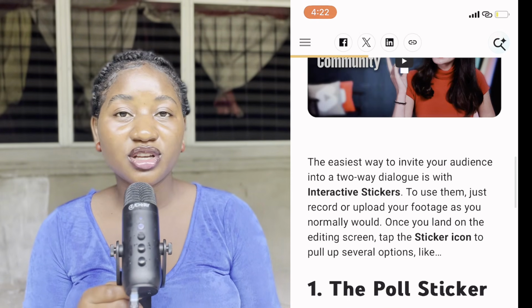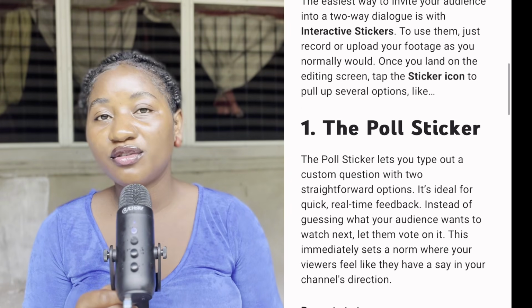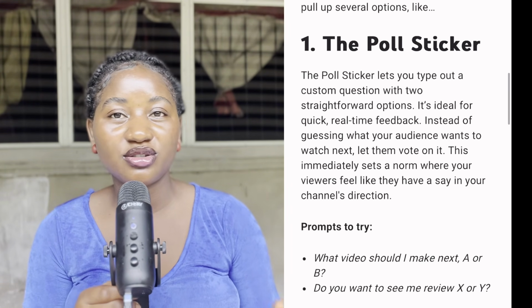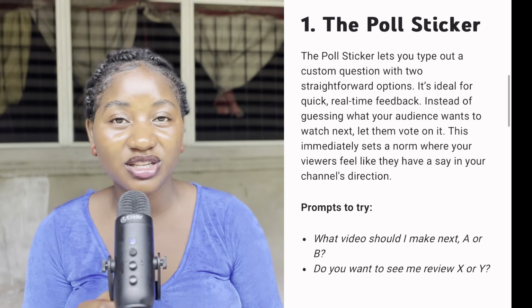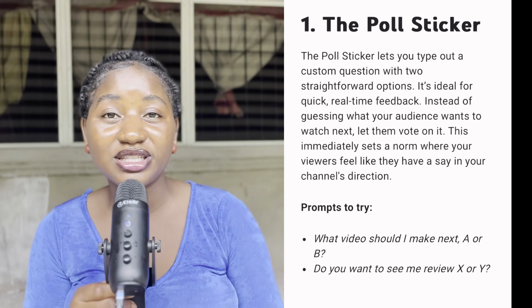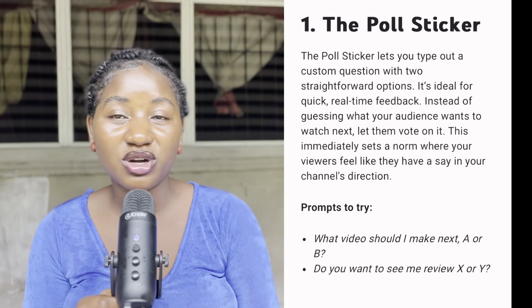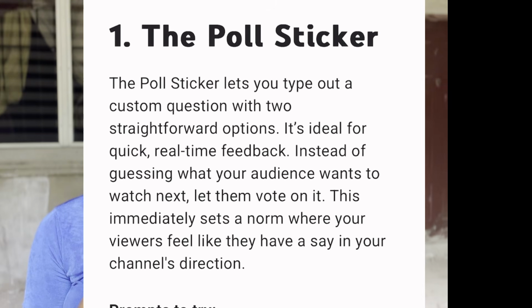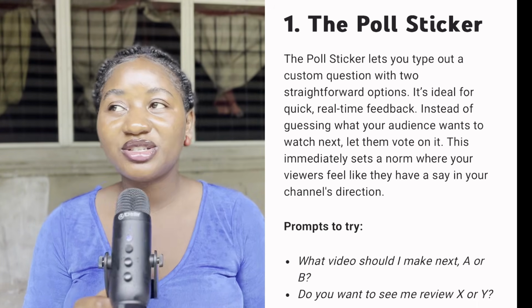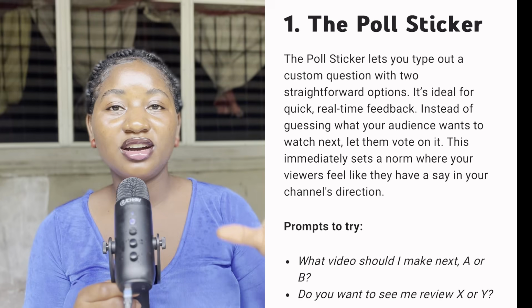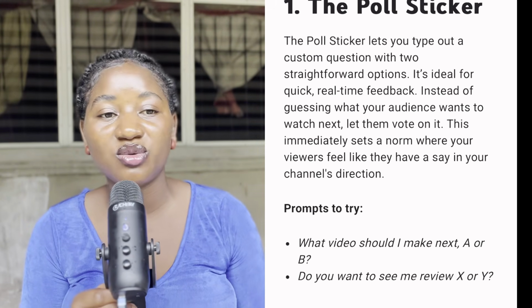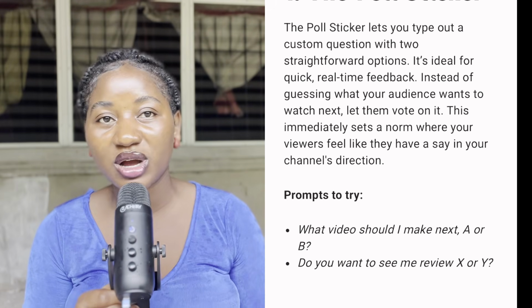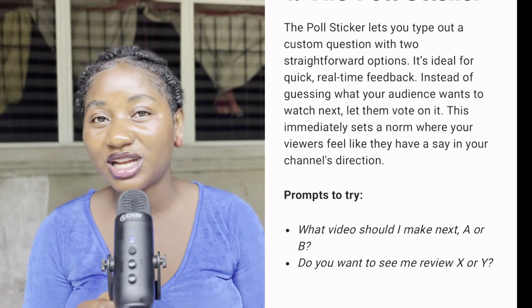If you are a short creator or if you watch a lot of short videos, sometimes you come across some poll stickers on some videos. If you've been wondering what is the usefulness of these and how can I even use it to grow my own channel, this is what YouTube says. The poll sticker lets you type out a custom question with 2 straightforward options. This is more like the YouTube community posts, where you can always interact and engage with your viewers, irrespective of how small your channel is.